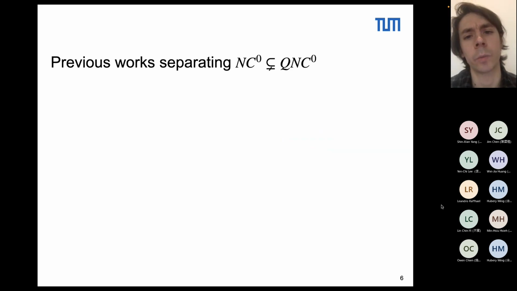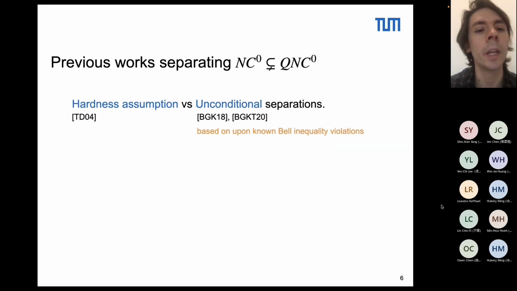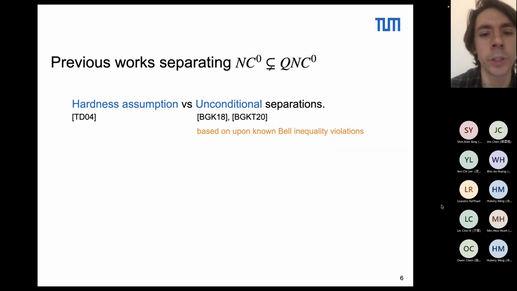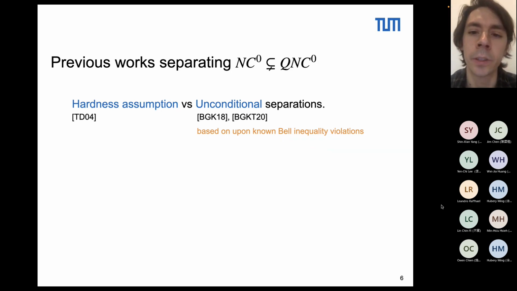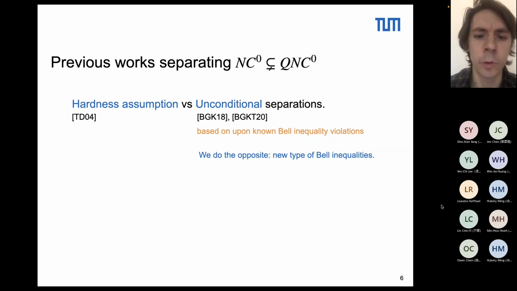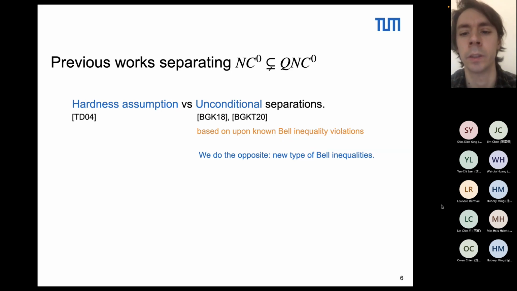As I said, there's been previous work separating NC0 from QNC0. The first of these kinds were relying on some hardness assumption, and then came some unconditional separations, but they were based upon Bell inequality violations. And in our work, what we do is the opposite. Instead of starting from Bell inequality violation and proving this result, we introduce some new methods to prove the separation, and on the way it proves some new types of Bell inequalities that are more computationally motivated.